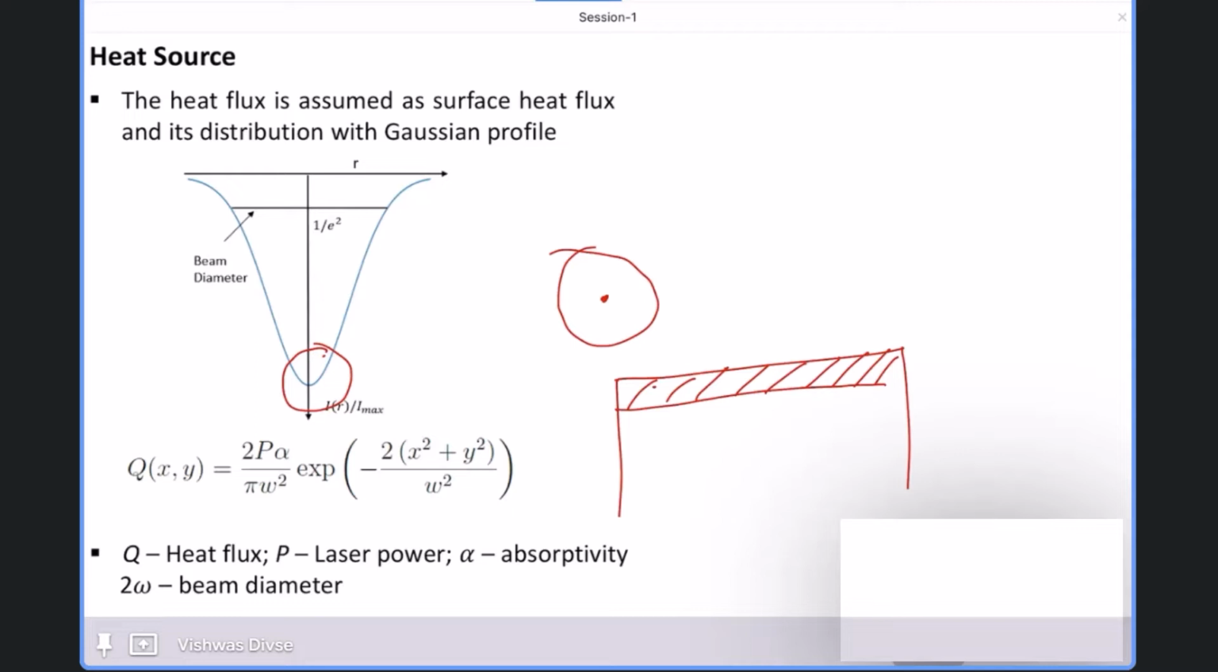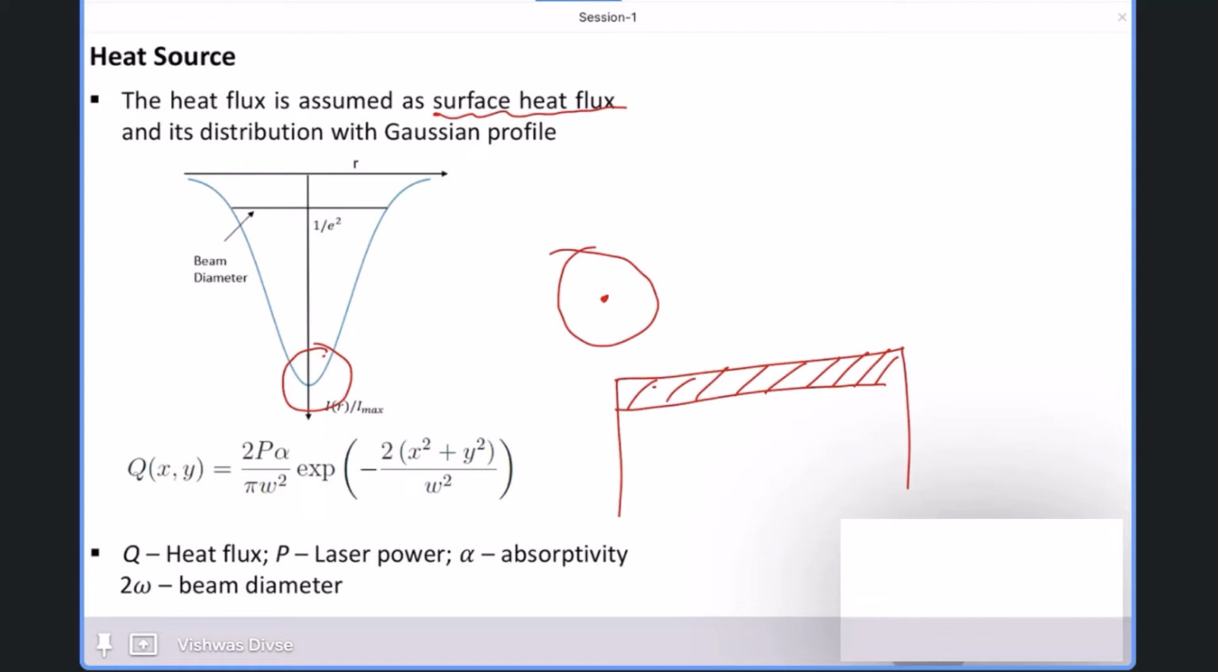So as far as this heat source is concerned, surface heat flux is the better modeling technique than the volumetric heat flux. Maybe if you are going to solve some other problem, this is not feasible, and you need to go for the volumetric heat source. But in this context, surface heat flux is something which will perfectly model the laser heat source.